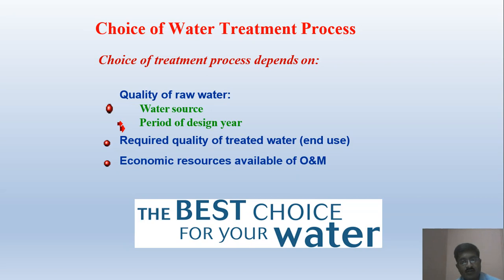Then the required quality of treated water or end use. Remember, the tap water you are receiving has its characteristics depending upon the treatment given. So at the end users, what quality is expected, we'll have to see before giving the treatment. Economic resources available for operation and maintenance. So the best choice for your water depends upon the consumer end, and depending upon that, all these units are to be designed.